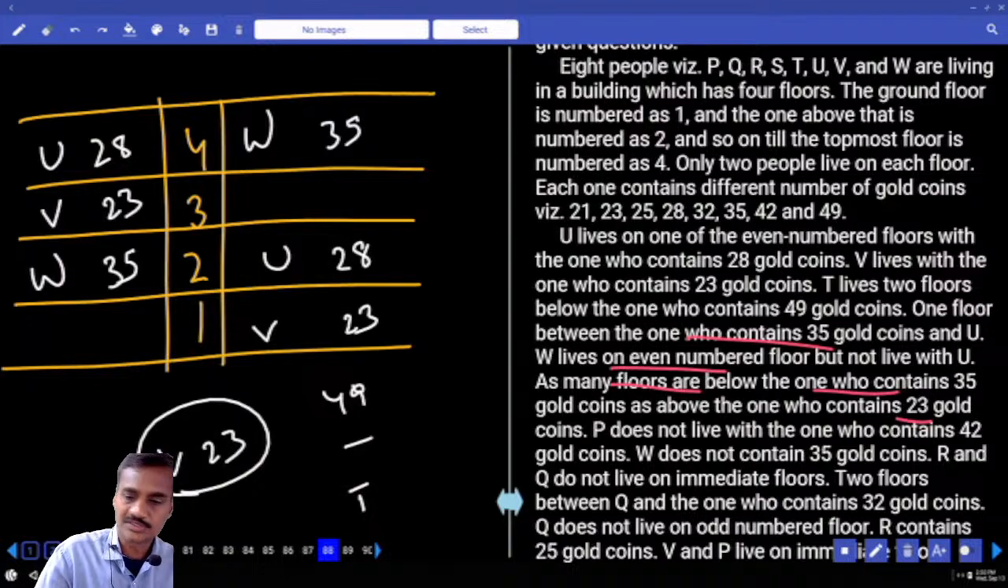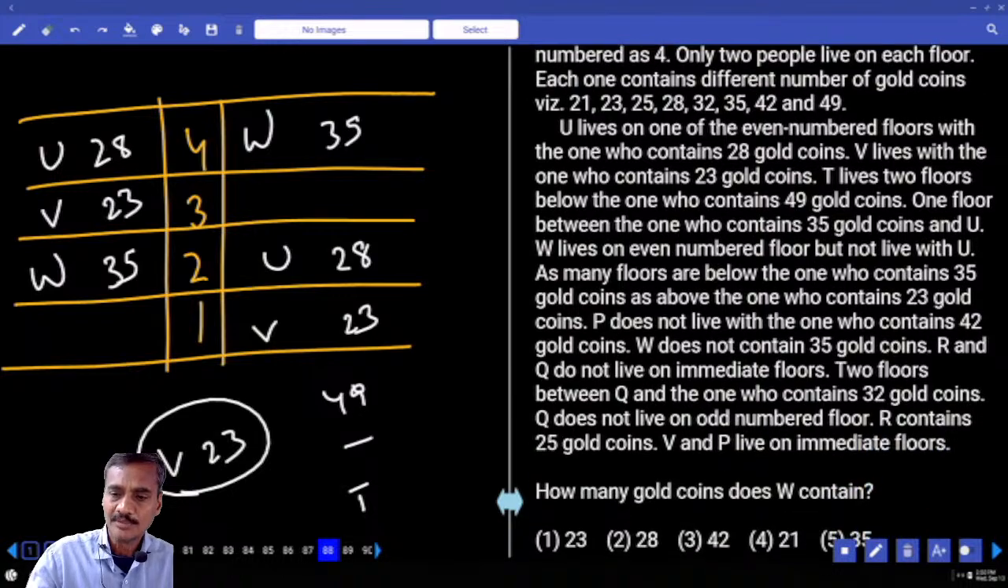Now in this case, P does not live with the one who has 32 gold coins, and W does not contain 35. R and Q cannot be on immediate floors, and there must be exactly 2 floors between Q and 32. Now Q is here and 32 will be here.